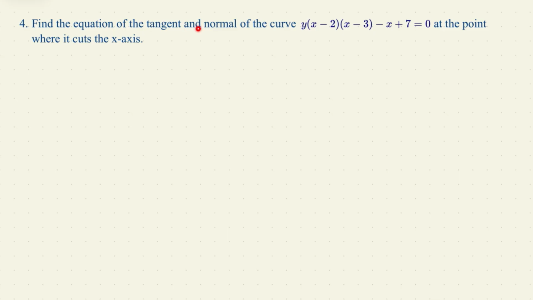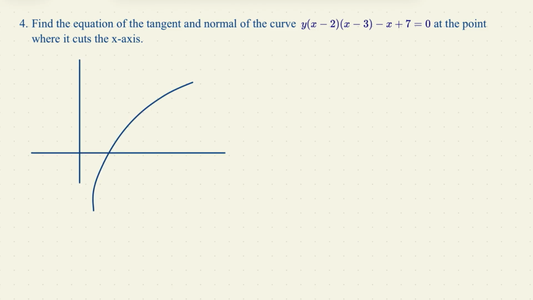Question number 4. Find the equation of tangent and normal of the curve at the point where it cuts the x-axis. The question is saying that we have to find the equation of the tangent and normal of this curve, but at which point? At the point where this curve will cut the x-axis. So if I make a graph here for visualization, so if this is a graph of this function, which is obviously not to scale, this is just for an idea, and the equation of the curve is given as y into (x minus 2) into (x minus 3) minus x plus 7 equals 0.